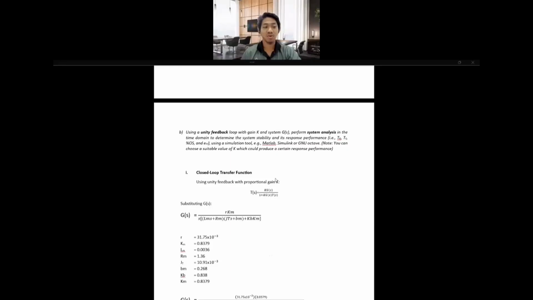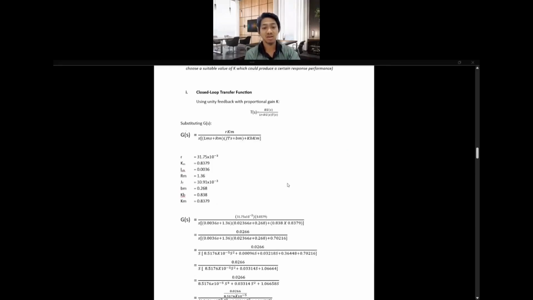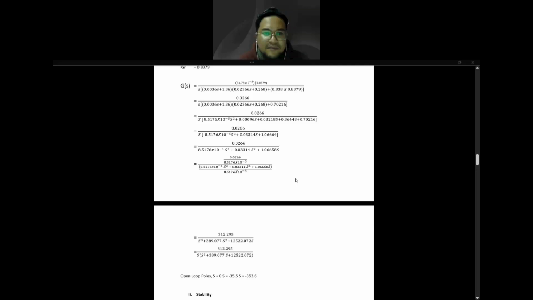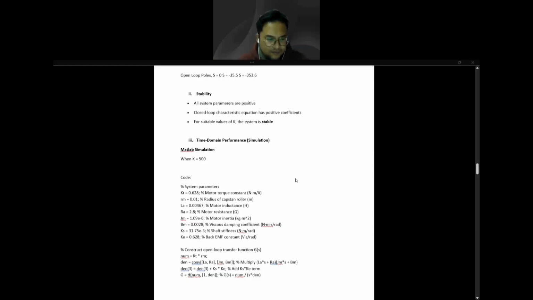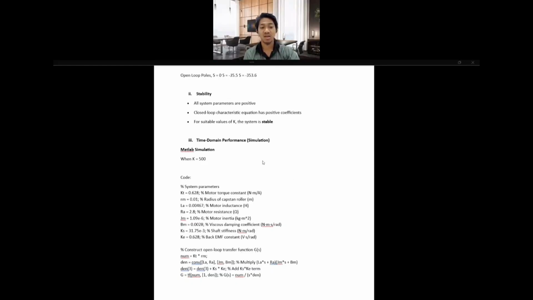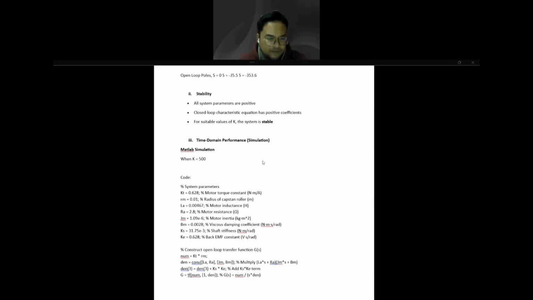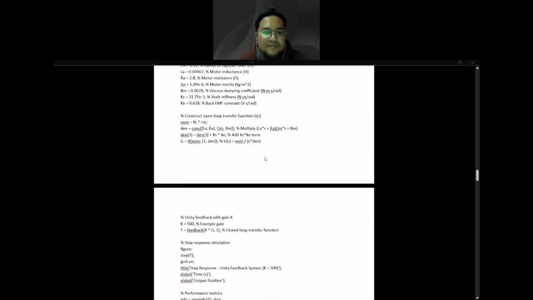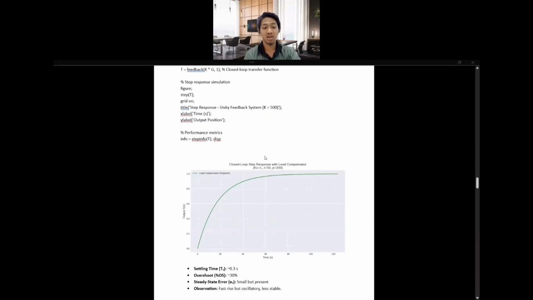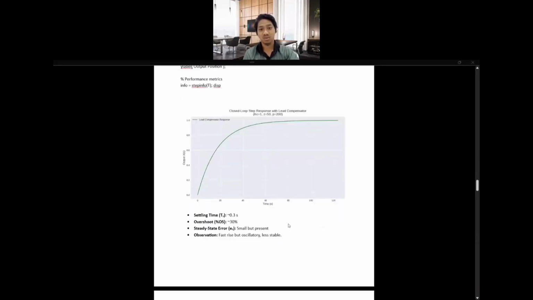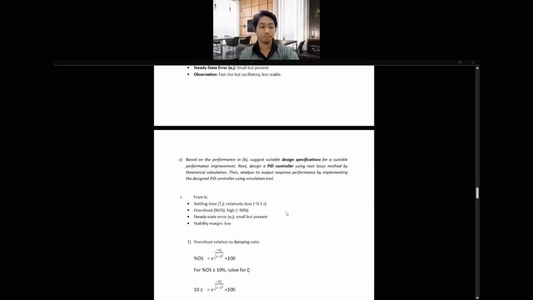Our initial time domain analysis focused on, first, stability, determining if the system remains steady under gain K. Second, performance metrics. We measured the peak time TP, settling time TS, percentage overshoot, percent OS, and steady state error ESS. And the third one, findings. We found that while the system is functional, a simple gain K often results in a trade-off between speed and high overshoot. Thank you. I pass to T1.